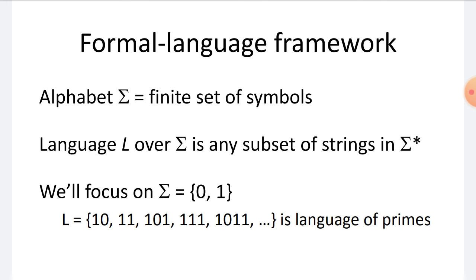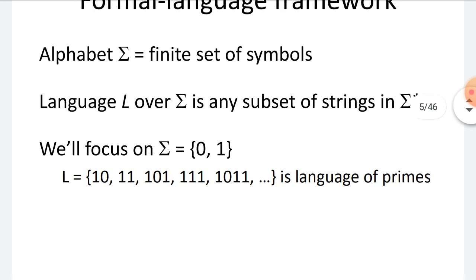We will focus on sigma equal to 0, 1. All combinations of it, such as 1, 0, 1, 1, 1, 1, 1, 0, 1, 1, 1, will be the language. All combinations will be the language, if the symbols are 0 and 1.